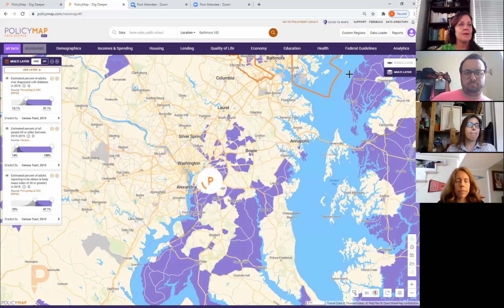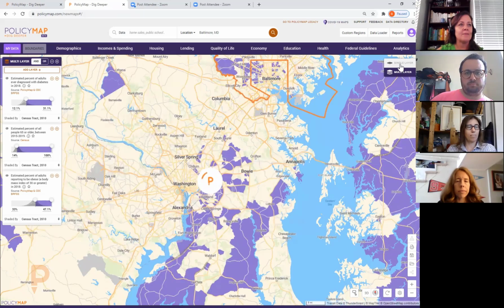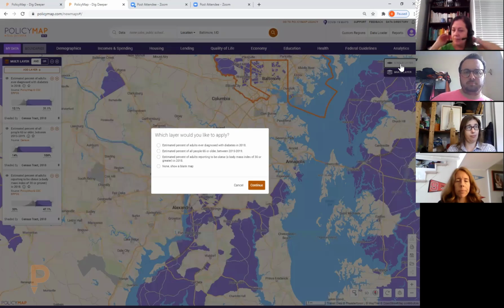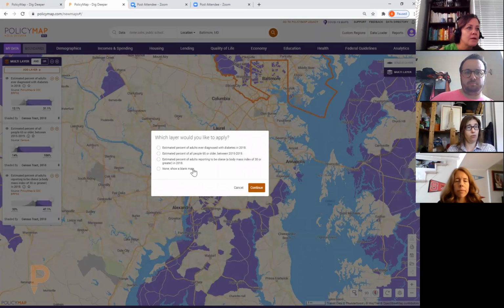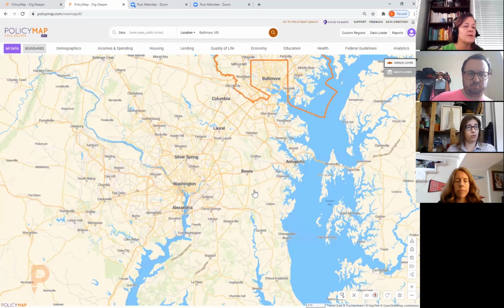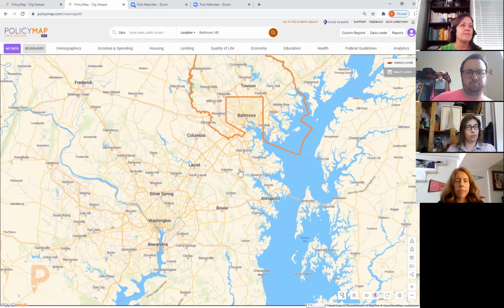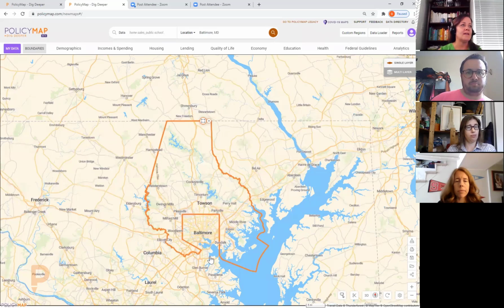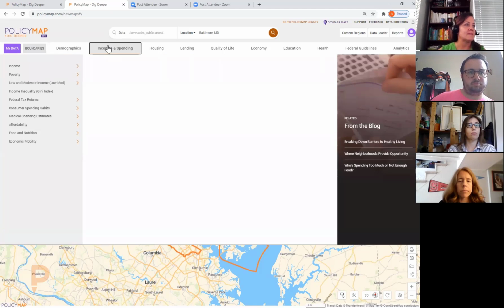Okay, so here we go. I'm going to go back into the single layer maps and show you a few things. So you see that you can take a look at trends over time, and that there's lots of different data sets here. I will try and highlight some of the data sets that are unique to PolicyMap as well, that you won't find on other data and mapping tools.